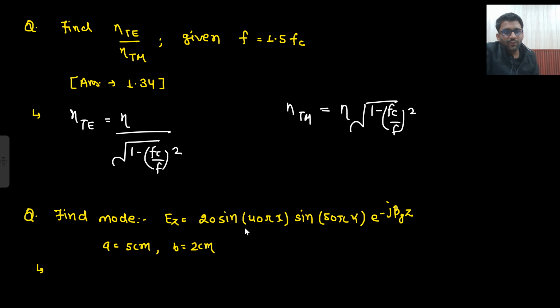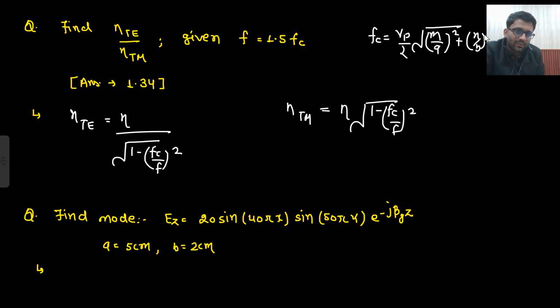For both of them, the cutoff frequency will be same. What is the formula of cutoff frequency? FC is equals to Vp by 2 under root M by A whole square plus N by B whole square. So this has nothing to do with the TE or TM mode. If both of the modes are existing, then it will depend only on the value of M and N and Vp. So it has nothing to do with the mode.